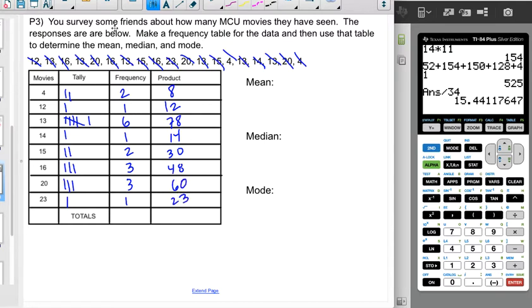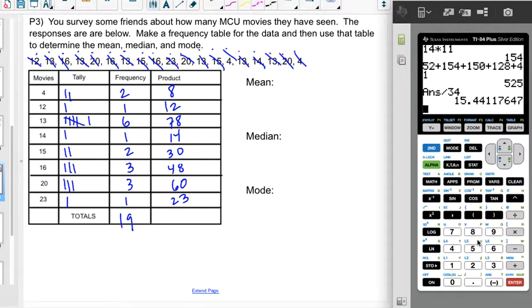So I surveyed a bunch of friends. I should figure out how many friends I surveyed, right? So I do need to total these numbers. So 2 plus 1 gives me 3. That's 9, 10, 12, 15, 18, 19. So I surveyed 19 friends. And you can check that by counting 1, 2, 3, 4, 5, 6, 7, 8, 9, 10, 11, 12, 13, 14, 15, 16, 17, 18, 19. Yay, checks out. So I'm going to sum all these numbers, right?